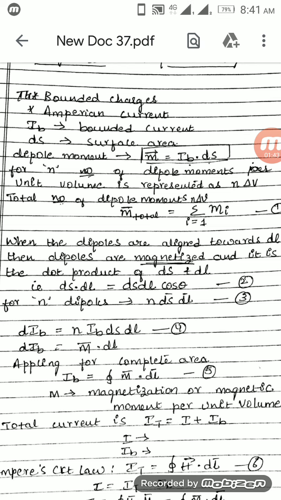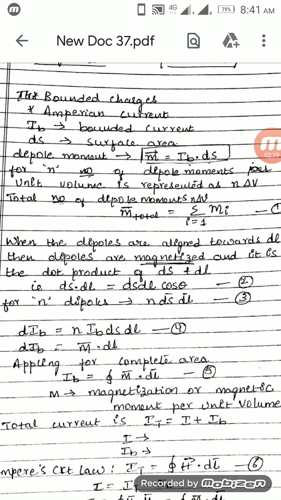So the differential bounded current is equal to n into IB ds dl. The differential current dIB is equal to capital M, so we will write it as magnetization M dot dl. Since we have taken a differential bounded current, now apply it for the complete surface area. So it becomes IB is equal to the closed integral of M dot dl, which we call equation 5. This capital M is called magnetization, or magnetic moment per unit volume. That is the important equation.